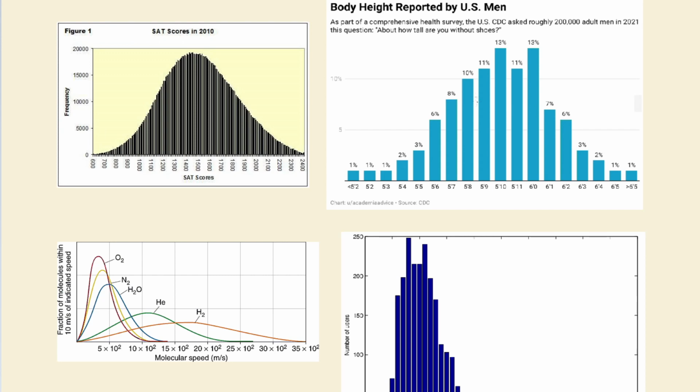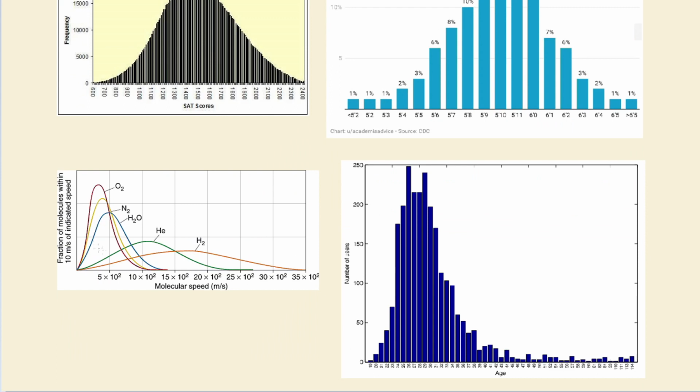And then here, this is body heights reported by US men. This was just a self-reported example. And here we see kind of the similar shape appearing once again. You can see there's like a curve that looks something like this. It's a very similar shape to what we just derived. And look here, this is a little bit different. Here, this is molecular speed, and so they took samples of different gases. I think this was 800 degrees Kelvin.